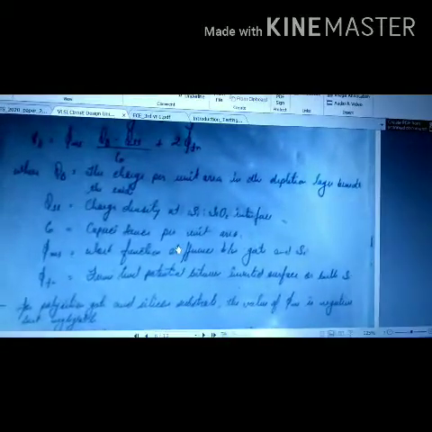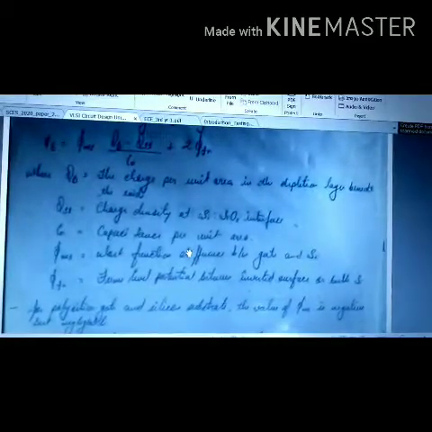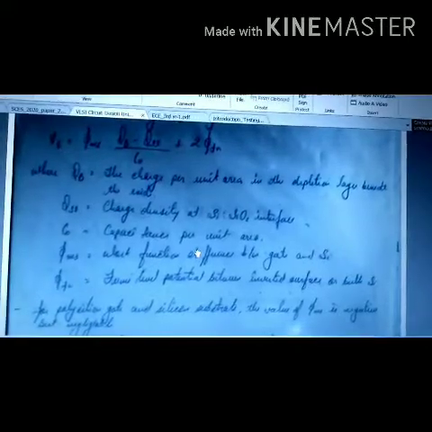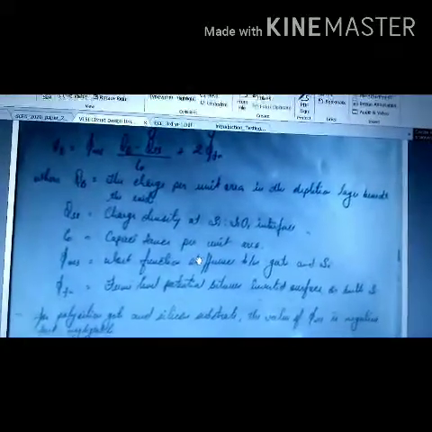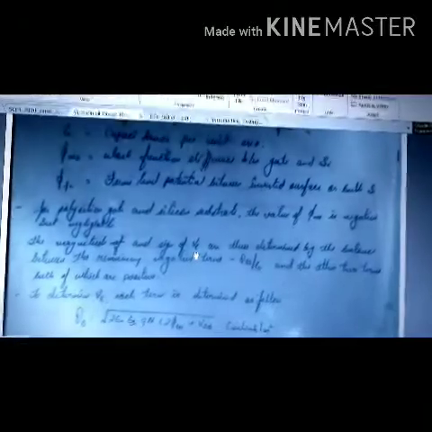Now we know the whole bulk silicon is a p-type substrate, and the channel which has been formed is of inverted electrons. So there will be a Fermi level difference and band bending. Because of this band bending and Fermi level difference, we have to take into consideration the polysilicon gate and silicon substrate.